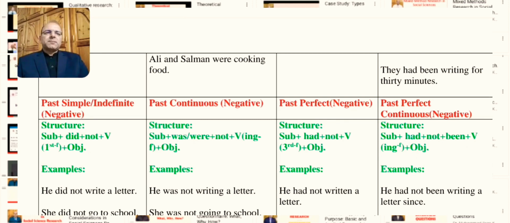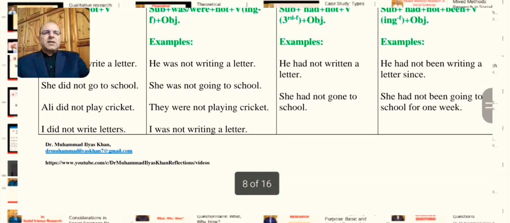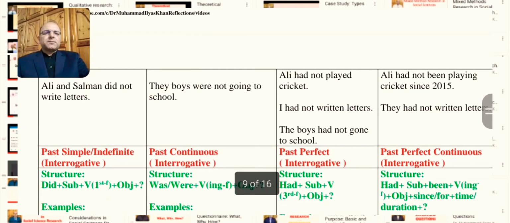The past perfect: subject plus had plus not plus verb third form plus object. And the past perfect continuous: subject plus had plus not plus been, verb ing form, and object. So you can see the examples of these to actually understand the structure better. So here are these examples. Scroll down and up and watch this several times in order to understand, and then practice.